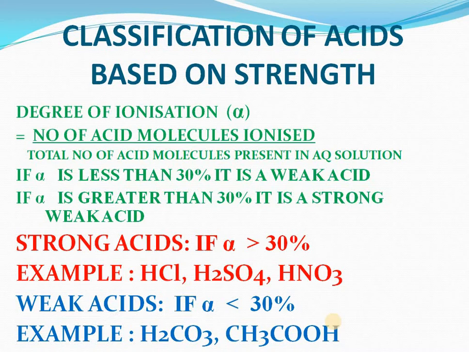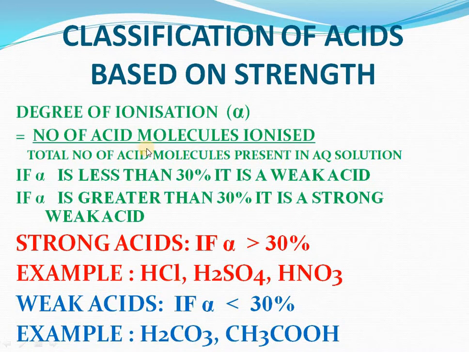Now the next classification is strength. Strength is defined by one parameter known as degree of ionization. Degree of ionization is represented by alpha. As you can see from here, alpha. If it is a strong acid, alpha should be greater than 30%. Examples of strong acids are HCl, sulfuric acid, nitric acid. If alpha is less than 30%, it means it is a weak acid.